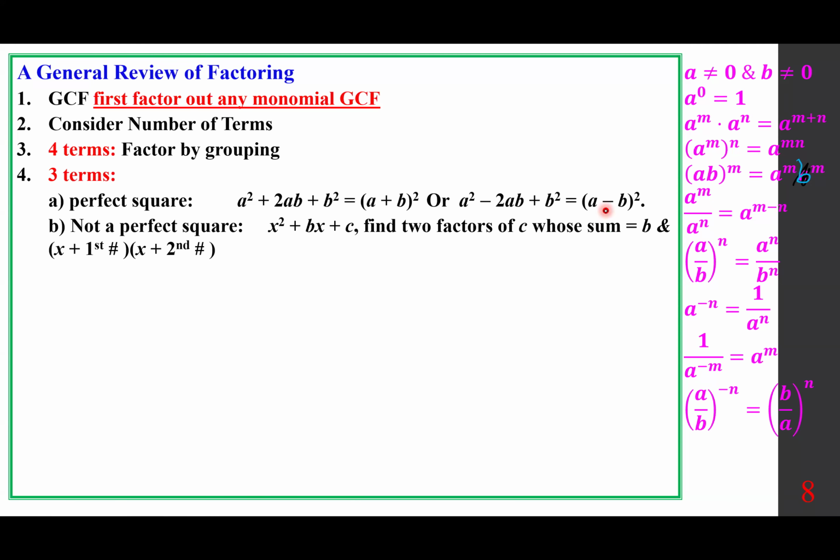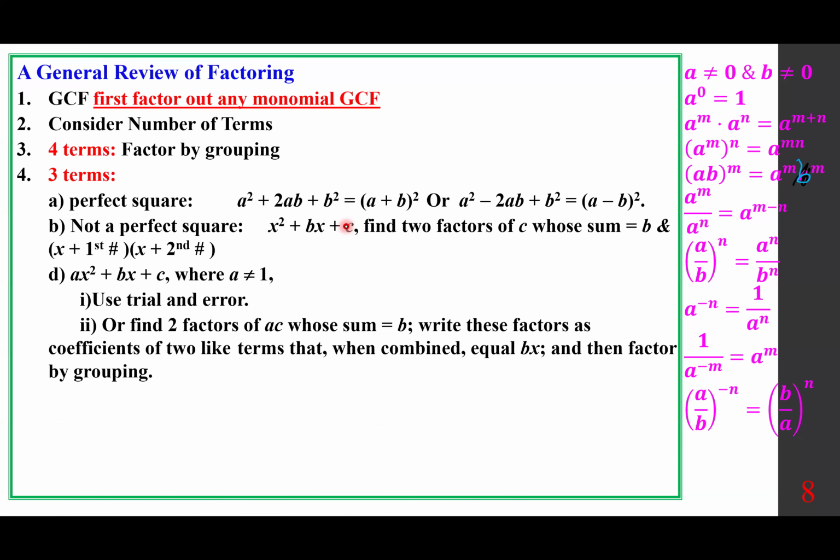If it's not a perfect square and you have x squared plus bx plus c, in other words, the coefficient for x squared, a, is just 1, then find two factors of c. So cut the c into two factors whose sum equals b. In other words, (x plus the first number) times (x plus the second number). So the key is to cut the c into two factors.